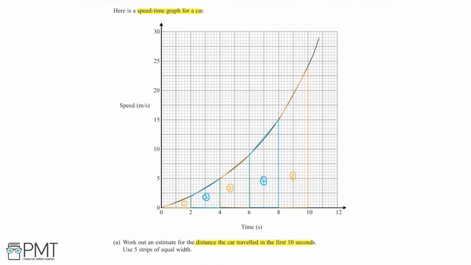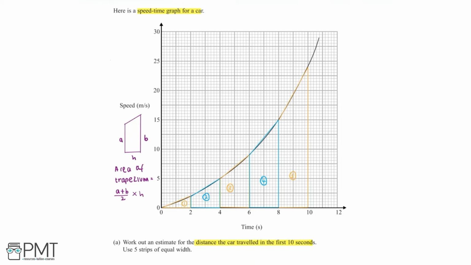Now to find an estimate for the distance on a speed time graph, we need to find the area under the curve. And so using our 5 trapezia, we can find the area of each individual trapezium and add them together in order to find an estimate for the distance the car travelled in the first 10 seconds. Now we know that the area of a trapezium is given by the formula a plus b over 2, all multiplied by the height. And so on the purple diagram, you can see that a and b are the 2 sides on either end, and the height is the width at the bottom.